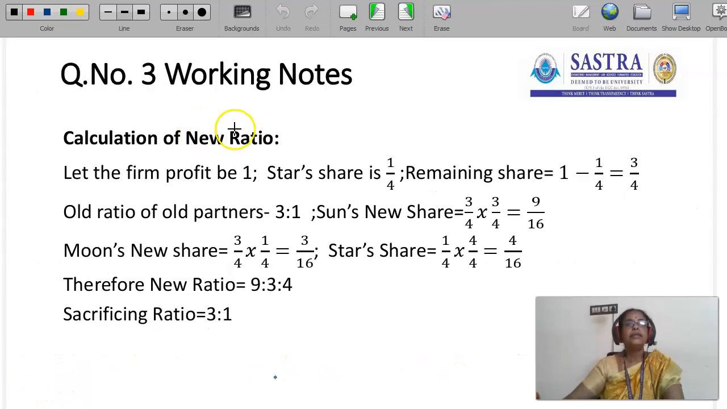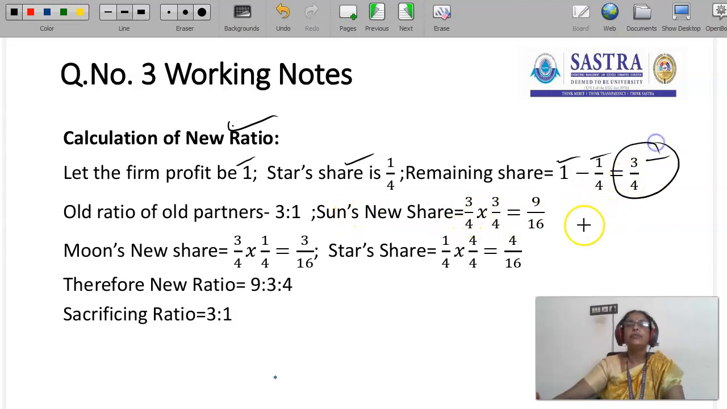The first thing is we have to calculate the new ratio. Let the profit of the firm be 1. Star's share is 1/4. The sacrifice made by the old partners is not given. So the remaining share is 1 minus 1/4, which is 3/4. The assumption is that the remaining profit should be shared between the old partners in the old ratio. The old ratio of the old partners is 3:1.